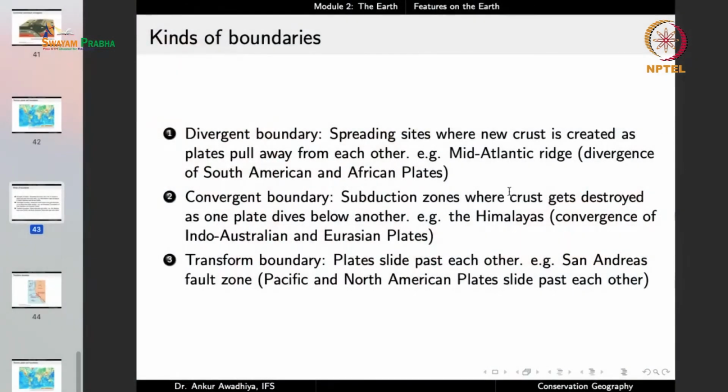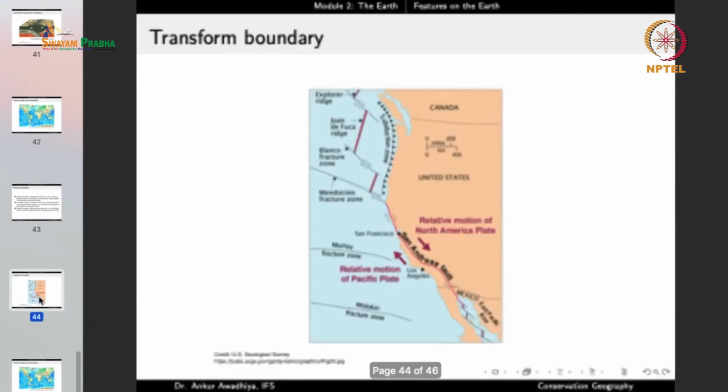Now a transform boundary is typically associated with very massive earthquakes, because the faults that get created in a transform boundary are typically very close to the surface. And so you will find very massive, very destructive earthquakes. A good example is the San Andreas fault zone, where the Pacific and the North American plates slide past each other. So this is how it looks. Here you have the North American plate. It is going like this in the southeast direction. The Pacific plate is going in the northwest direction.